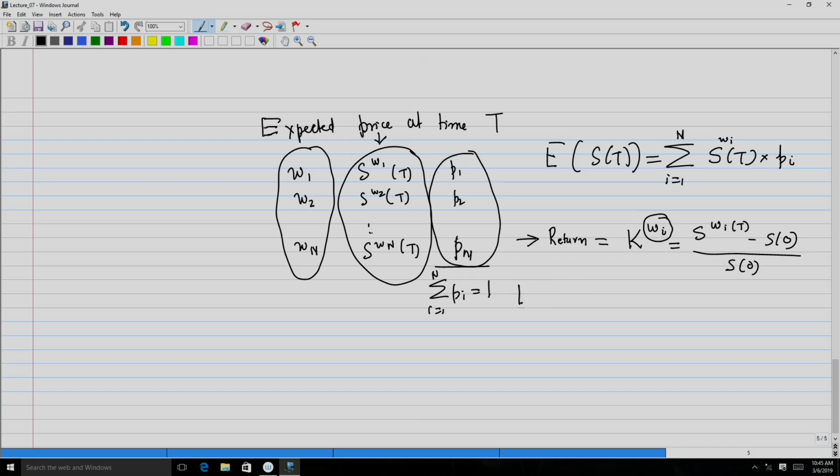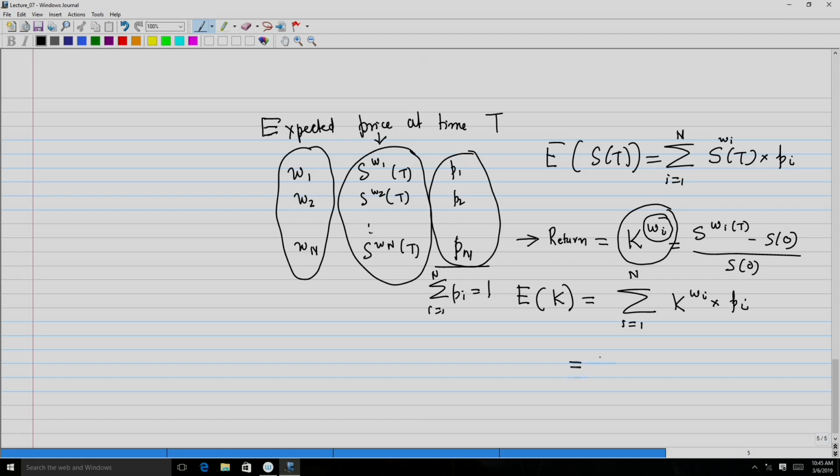So, therefore, in this case what is going to be the expected value of the return? The expected value of the return in this case is going to be summation, again I use the definition of expectation. Here k superscript omega i is the random variable when I am considering the return. So, this is going to be summation k superscript omega i multiplied by p i, i equal to 1 to n.